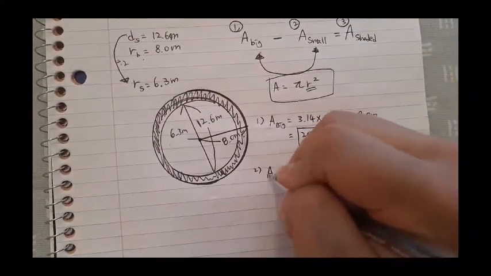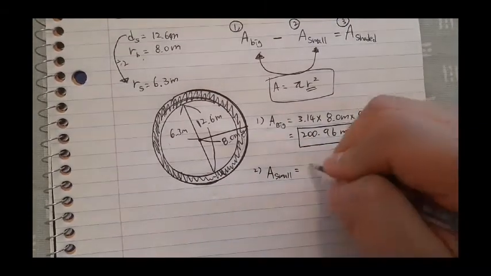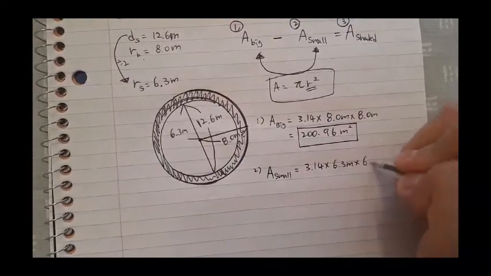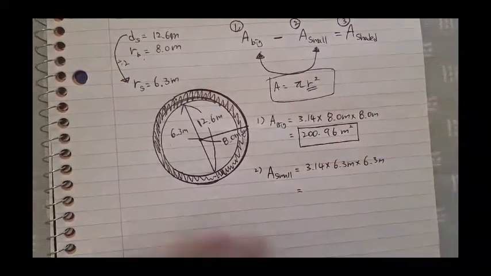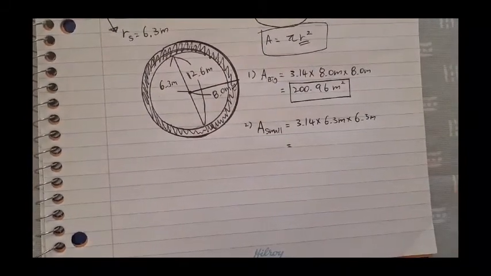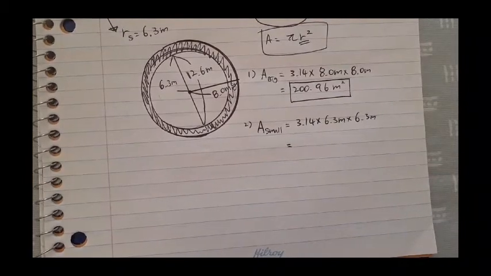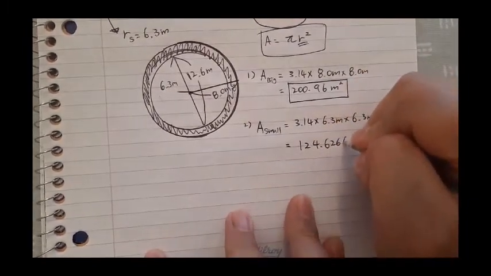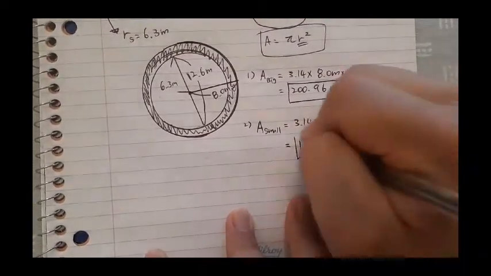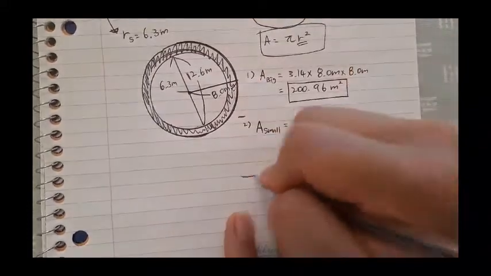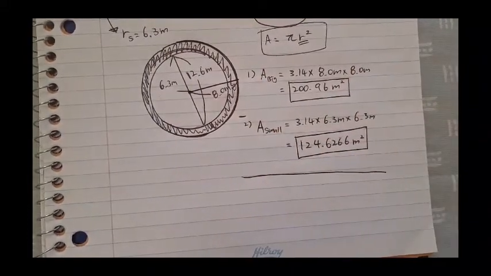Now, the small circle area, same thing. 3.14 times 6.3 meter, 6.3 meter. As you may notice, the only thing that differs here is not the formula. It's just whatever numbers should be punched in. So 3.14 times 6.3 and 6.3 again. Then you will have 124.6266 meters squared. So now I have the bigger circle area and the smaller circle area, so I can just subtract these two numbers.